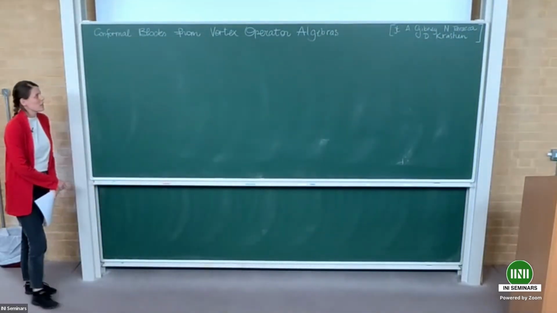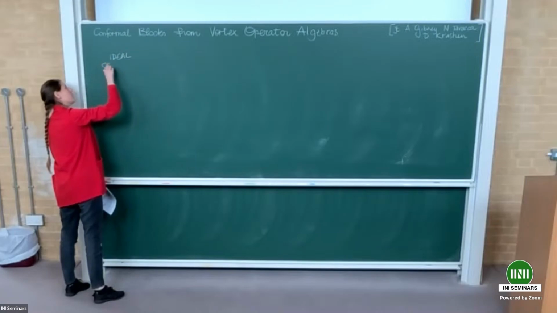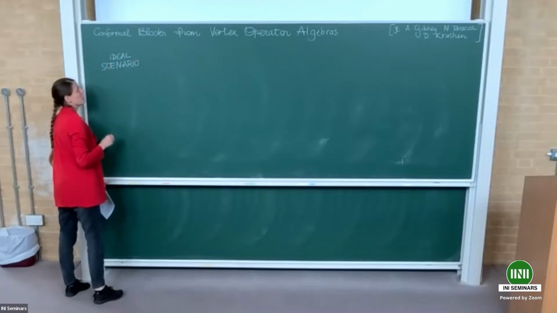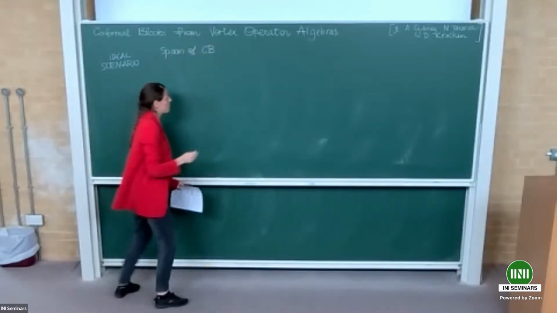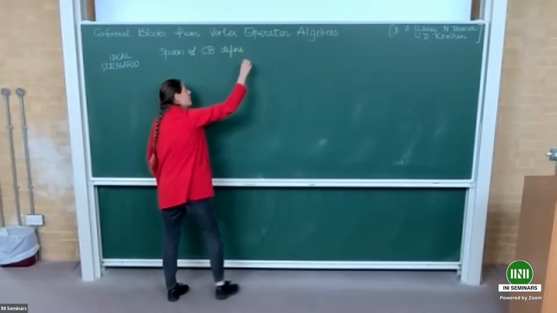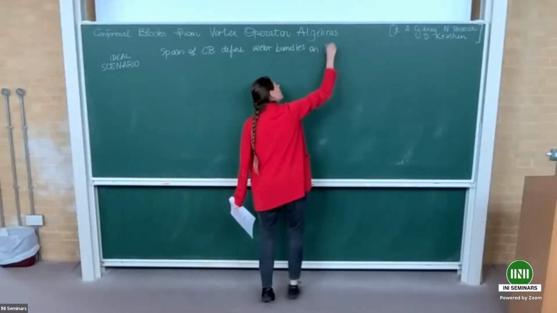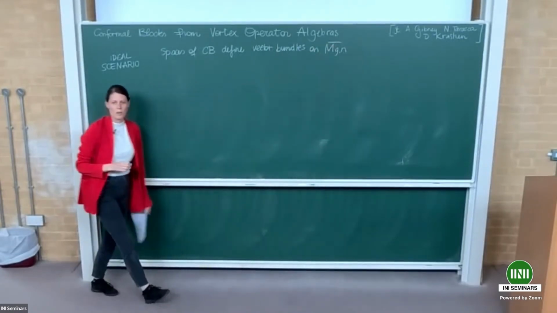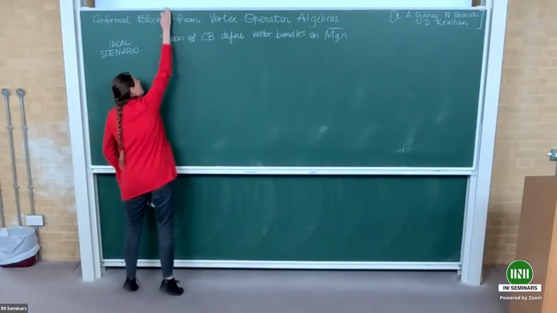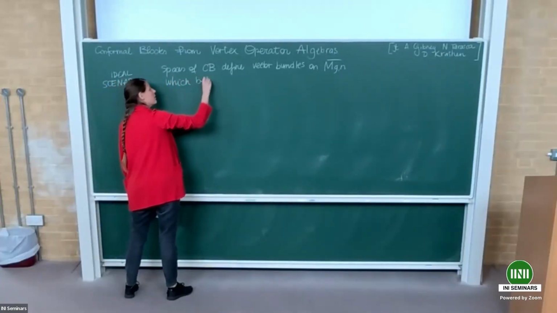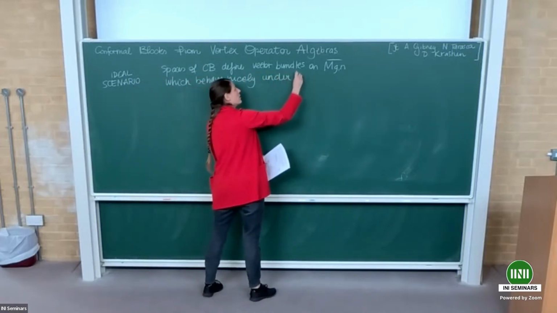So what are these mysterious conformal blocks in the ideal world? So the ideal scenario is that spaces of conformal blocks, I'll just write CV, define vector bundles on the moduli space of genus g n-pointed curves, which behave nicely, let's say, under tautological maps.